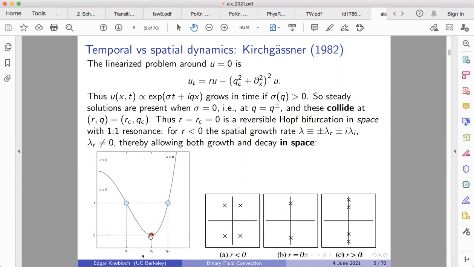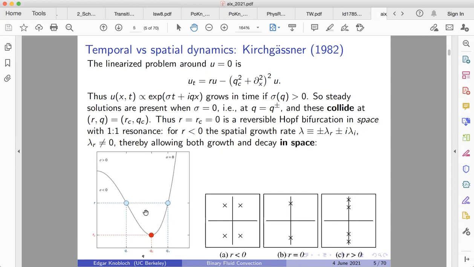So looking at this from a spatial perspective, not a temporal perspective, this red dot corresponds to the coalescence of two wave numbers at the minimum of this curve sigma equals 0. So what does this look like in the complex eigenvalue plane, where I'm going to look for solutions that vary in space as e to the lambda x, where lambda can be complex?